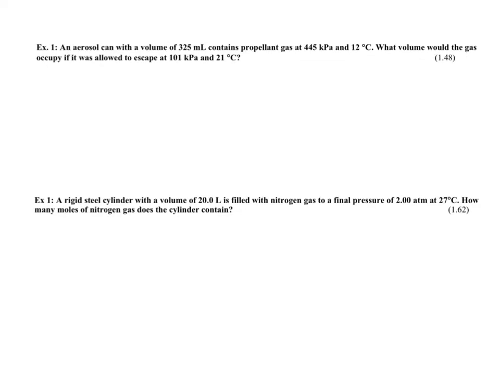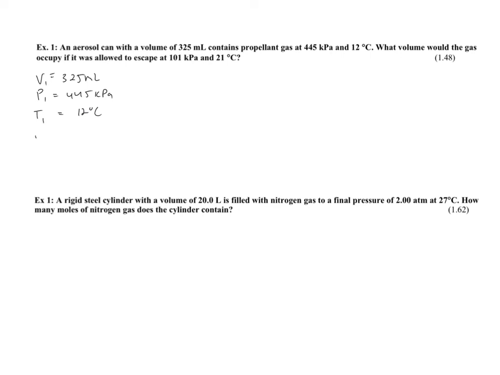Let's try another. An aerosol can with a volume of 325 milliliters contains propellant gas at 445 kilopascals and 12 degrees Celsius. What volume would the gas occupy if it was allowed to escape at 101 kilopascals and 21 degrees Celsius? So here, I initially have a volume of 325 mils, a pressure of 445 kilopascals, and temperature equal to 12 degrees Celsius. That's what I have initially, so I can put ones there.